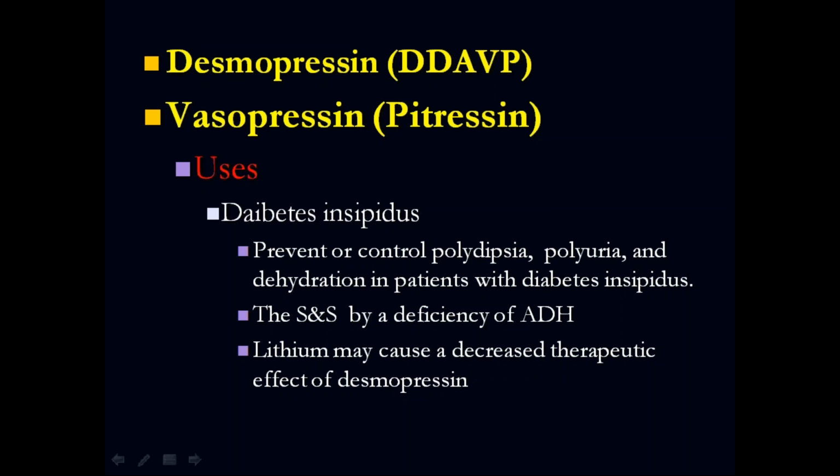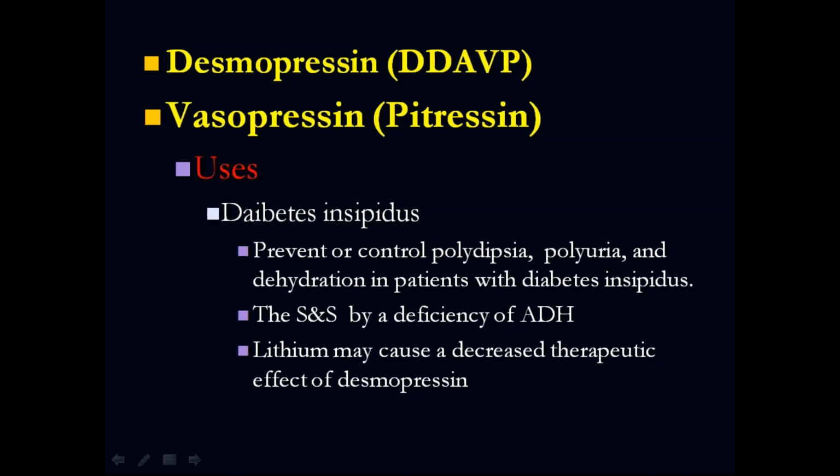Why is it called vasopressin? Because the ADH has two functions. Number one, you already know, the reabsorption of water at the level of the collecting ducts and distal convoluted tubule, especially the collecting ducts. And the other one is as a vasoconstrictor. The ADH can have properties of vasoconstriction.